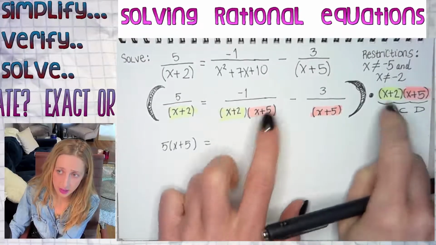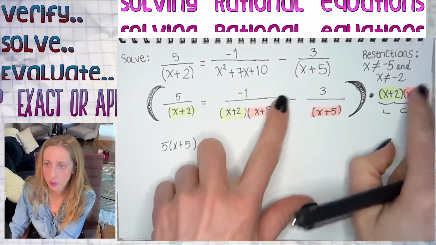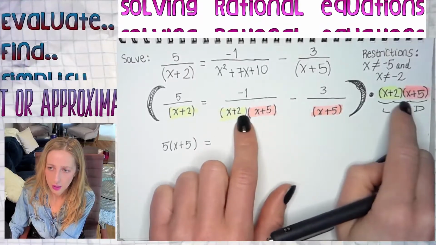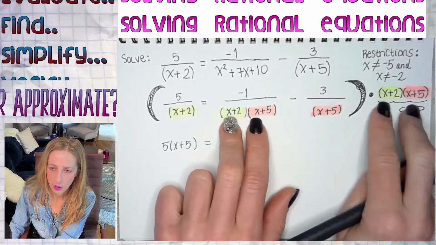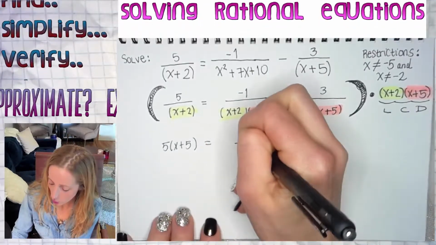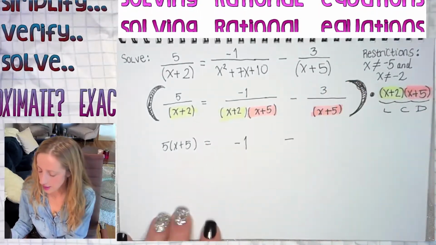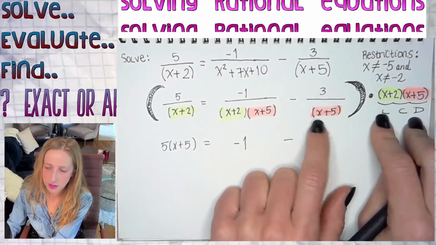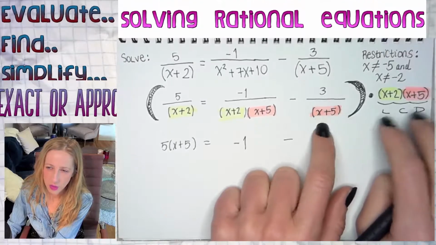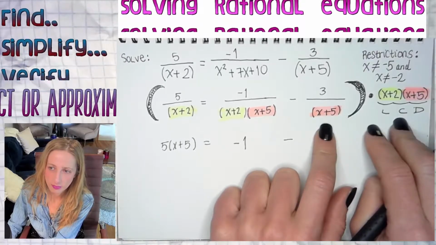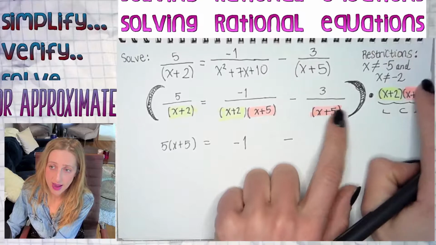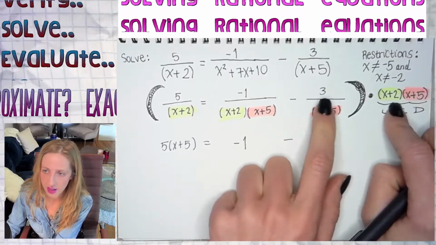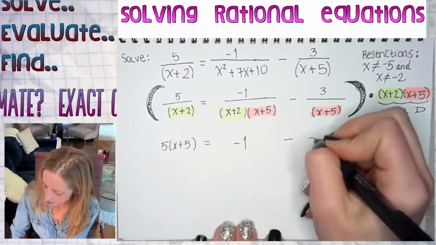Lots crosses out now. By x plus 2, by x plus 5. What's the only thing left? Negative 1. Minus, distribute this to this. What crosses out? X plus 5. Yeah, by x plus 5. Careful now, what's left? The negative, got it. The 3 and the x plus 2.